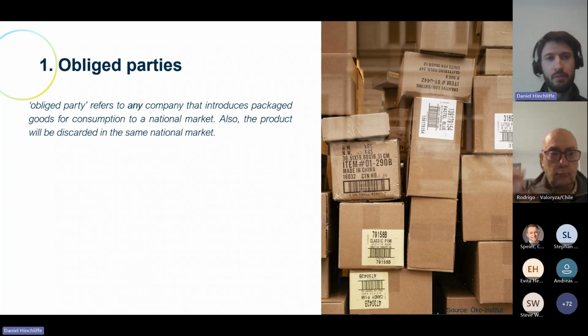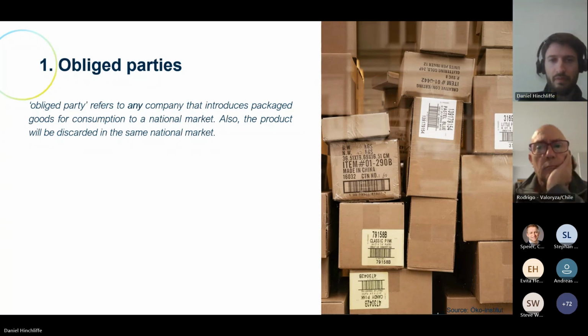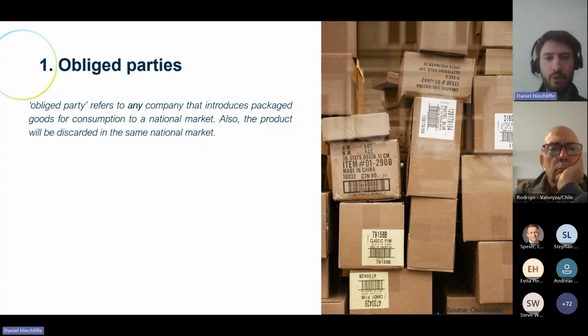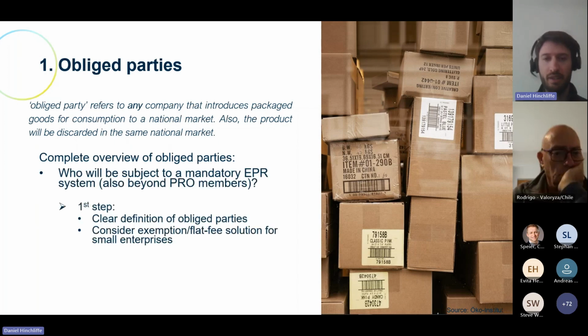So looking firstly at obliged parties, here we're talking about any company that introduces packaging or packaged goods for consumption to a national market. And this product will also be discarded in the same national market. This is what we're referring to when we talk about obliged parties. And we really need to have an overview of all of those actors to make this EPR system functional. So we need to define exactly who they are.